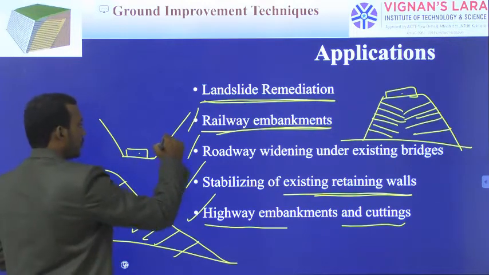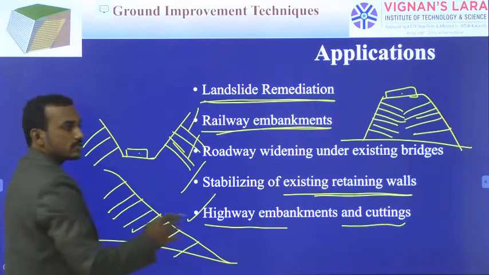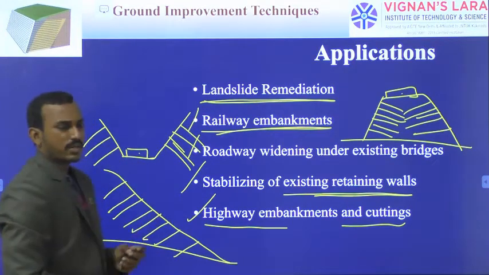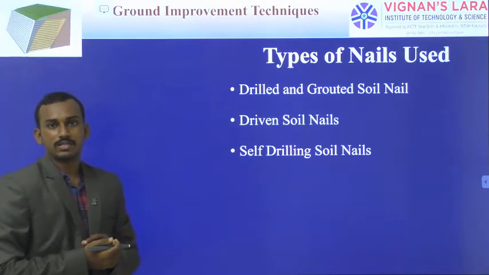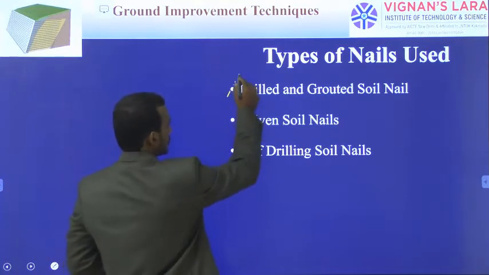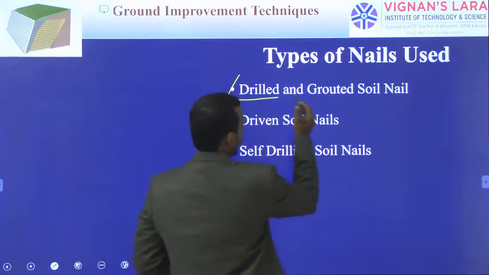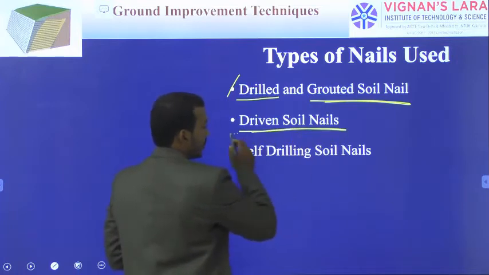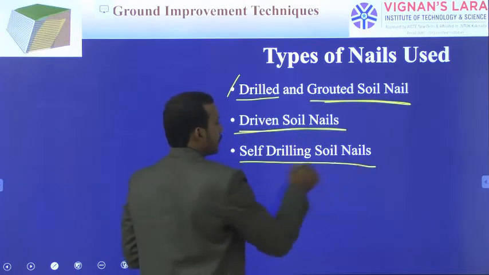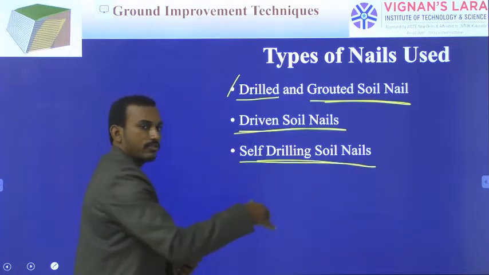So in order to improve the stability of these slopes we are placing the nails into the soil. Okay, these are the basic applications. Coming to the next one, what are the types of nails we generally use? The first one is drilled and grouted soil nails. The second one is driven soil nails, and the third one is self-drilling soil nails. So it is a self-drilling equipment.